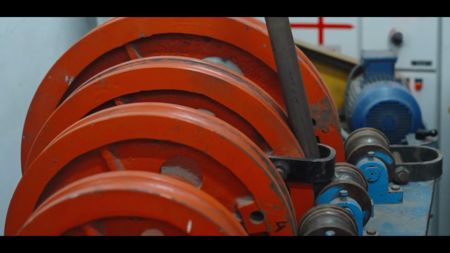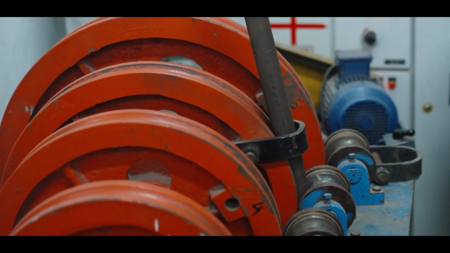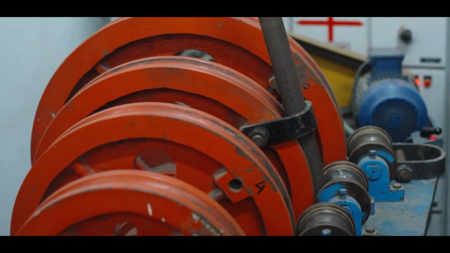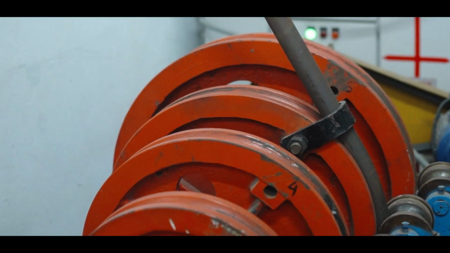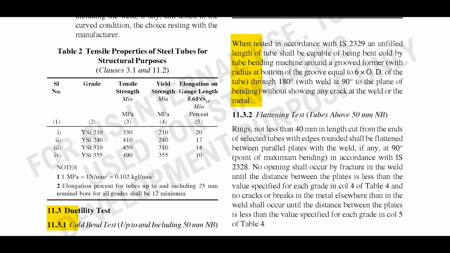Let's explore an interesting quality of steel tubes called ductility. Imagine bending a metal rod to make a curved shape. If it bends without breaking, it's ductile. Clause 11.3.1 of IS 1161-2014 ensures that steel tubes used in structures are ductile and can handle bending or flattening without cracking.